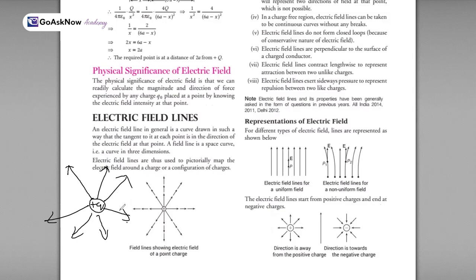It is a curve drawn in such a way that the tangent to it at each point is the direction of the electric field. So the electric field will give the tangent at any point. If you draw a tangent here, it will be in the same direction, so that will give the electric field direction at this point. Electric field lines are thus used to pictorially map the electric field around a charge or a configuration of charges. So that will give you the electric field direction for any charge distribution. Let's move further and see other properties of this.